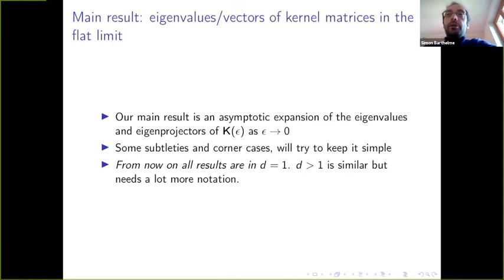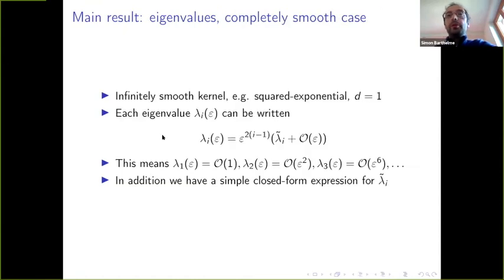So formally, what's going on? Well, the main result tries to characterize the eigenvalues and the eigenvectors of a kernel matrix as epsilon goes to 0. I'm not going to give the full result here because it's too complicated, and there are subtleties and corner cases. But if you keep things to unidimensional cases, so you imagine that the kernel matrix just describes points on the line, then things are more readable. So let's have a look.